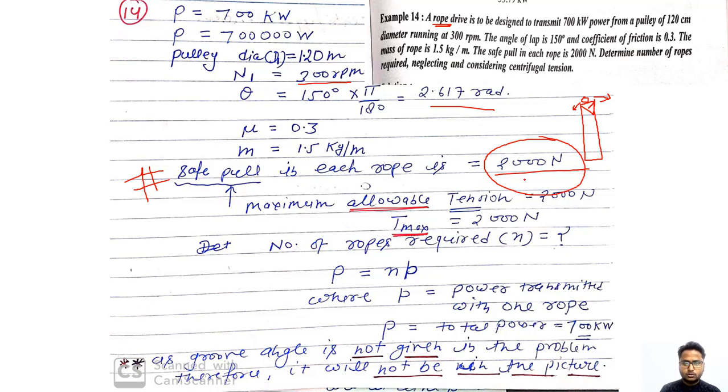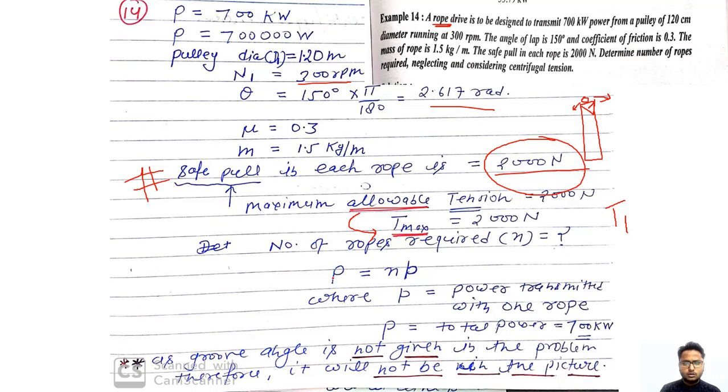So this is the maximum value. This maximum pulling force is known as the maximum allowable tension, denoted by T max, which equals 2000 Newton. The maximum tension in the belt or rope drive is known as T1 or T2. It will be known as T1. Okay, so the number of ropes required is small n.